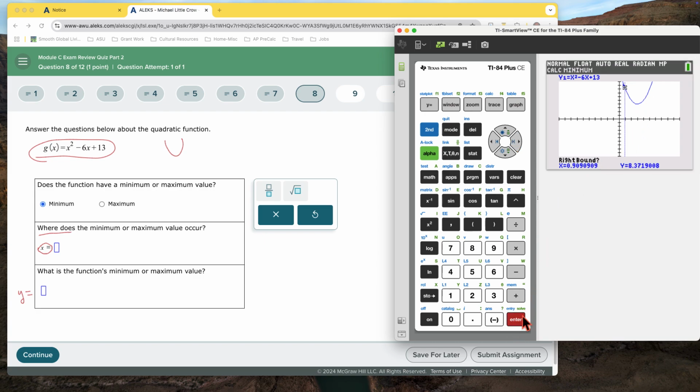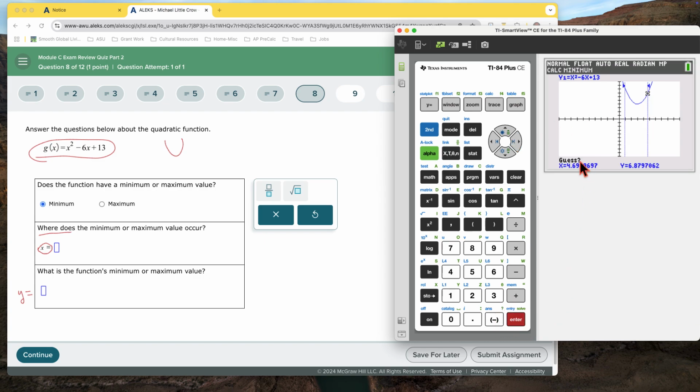So I'm going to hit enter, and then it's going to ask for a right bound. So we're going to take the little spider and walk it to the right, go down to the valley, back up the other side. I like to go far. You can go just a little bit if you want, but you just have to be to the right of the minimum point. I just go further than I need to.